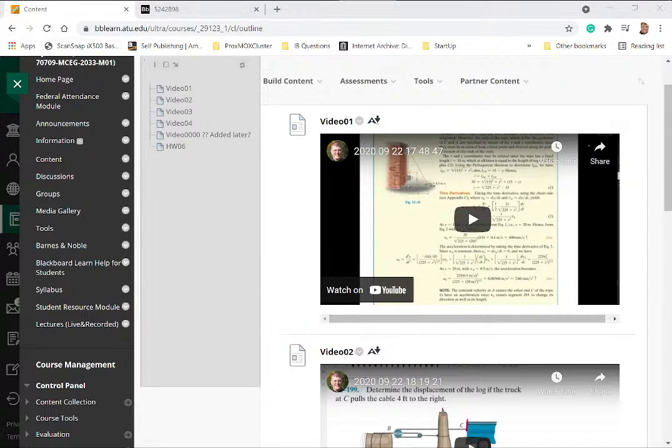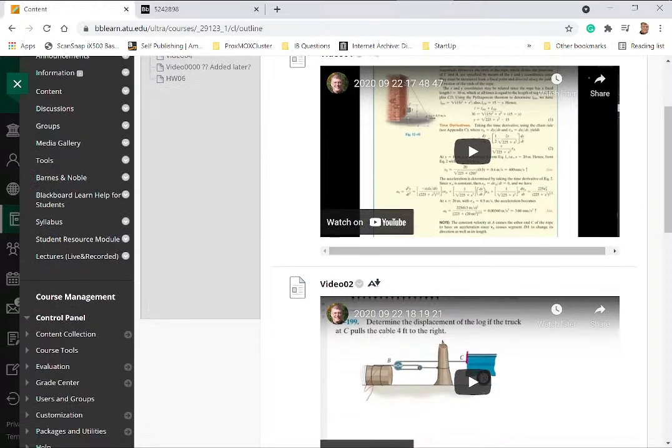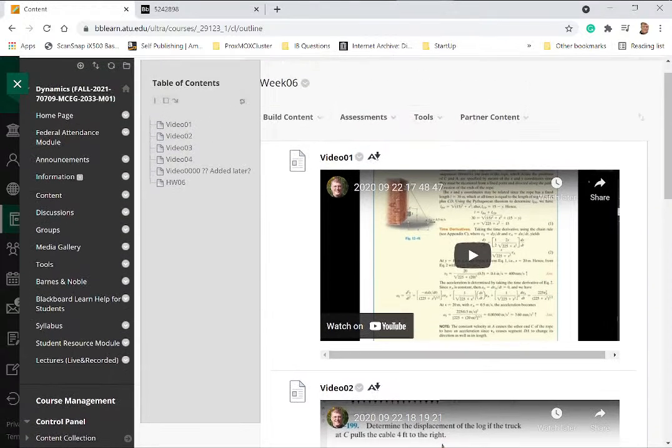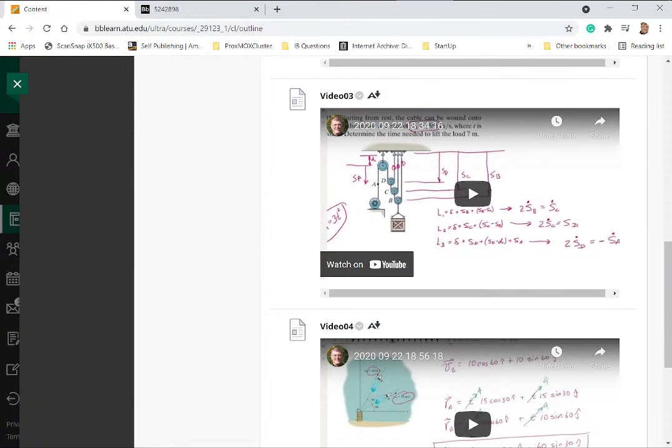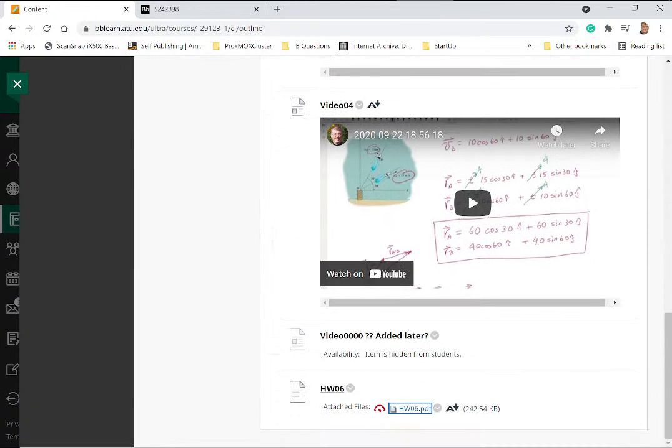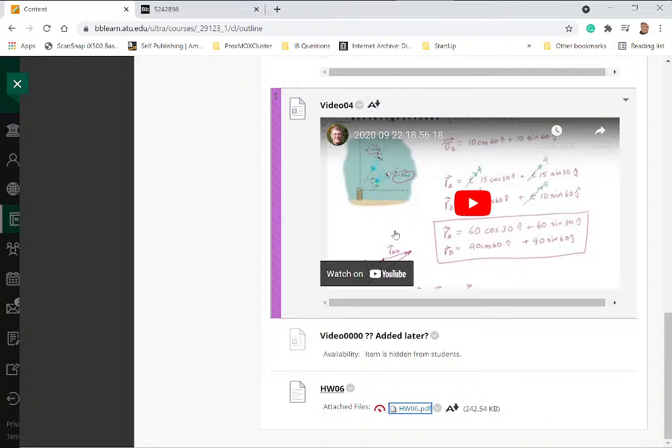Board, one of the things there is from videos 1 to 4, most everything is there. This problem is one of the problems that is on your homework.